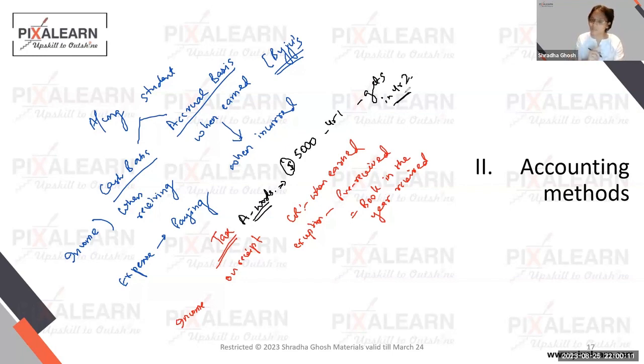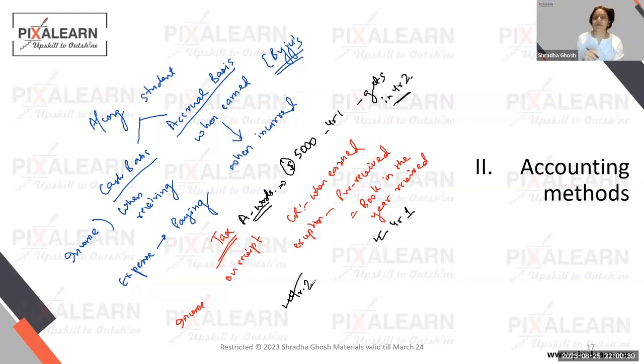Can you tell me, in cash basis, when are you going to record it as income? In year 1 or in year 2? I got the money in year 2. So cash basis will say book it as income in year 2. Accrual basis will say, boss, I earned that income in year 1, so I will be booking it in year 1. So this is the difference between cash basis and accrual basis income.